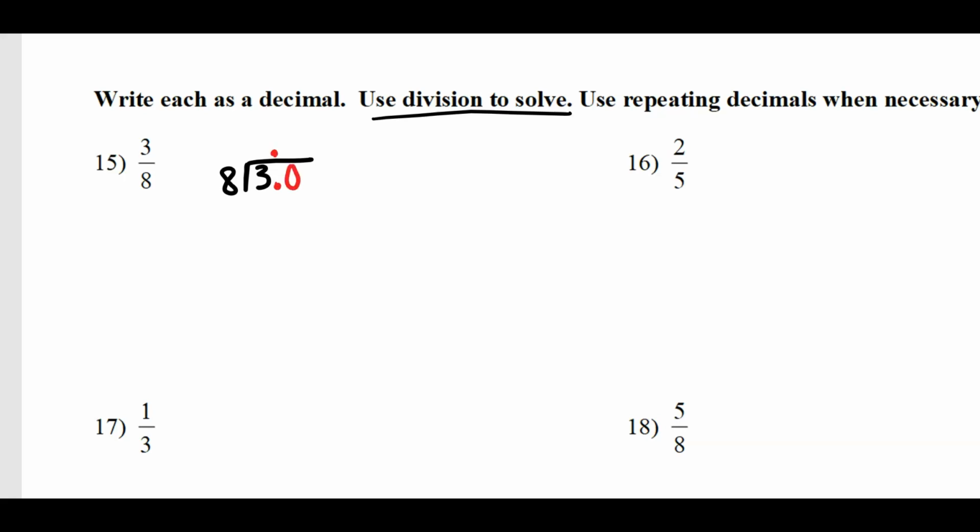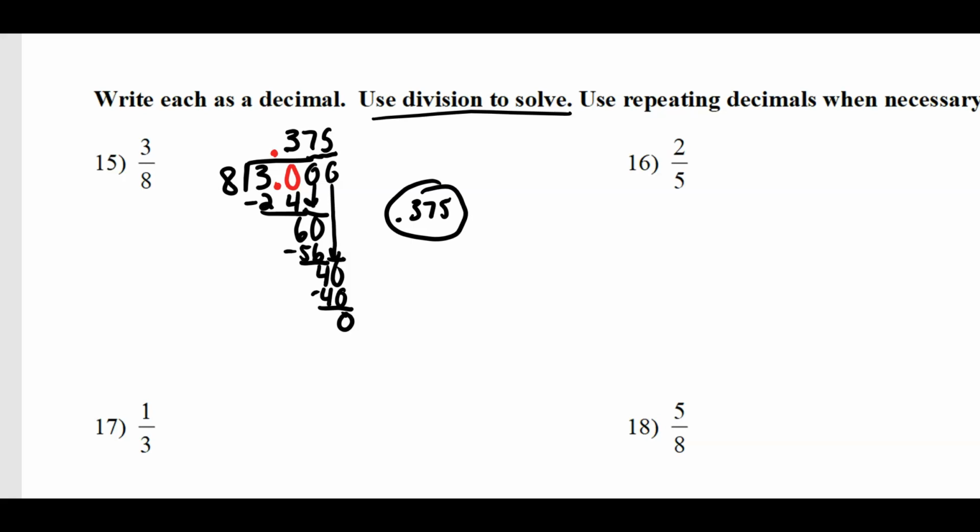Now 8 goes into 30 exactly 3 times without going over. That's 24. You have 6 left over. You get another 0, drop it on down. 8 goes into 60 without going over 7 times. That's 56. You've got 4 left over. That's another 0. Drop it on down. 8 goes into 40 exactly 5 times. You have nothing left over. You know you're done. So 0.375 is what 3/8 equals.